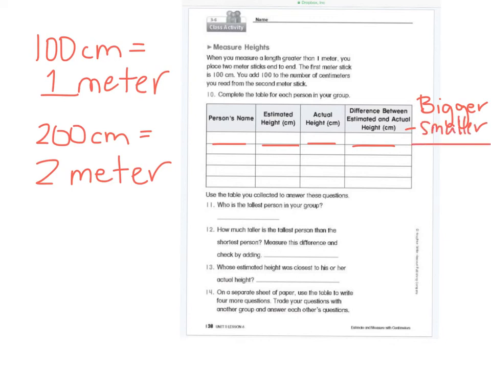And that's going to give you the difference between the height that you guessed and the height that they actually were. So when you find the difference, you're finding the bigger minus the smaller equals the difference. You're going to do that for every person in your group. Then you're going to answer the questions at the bottom of the page.